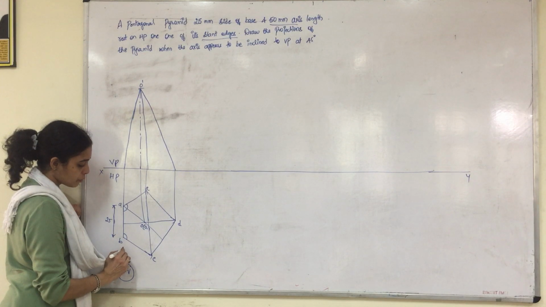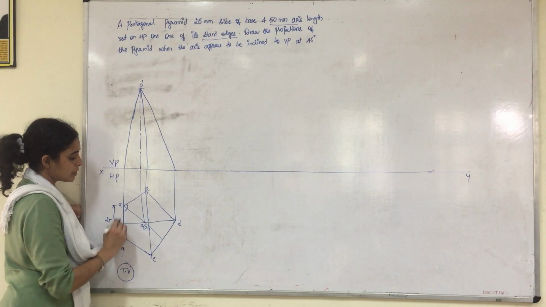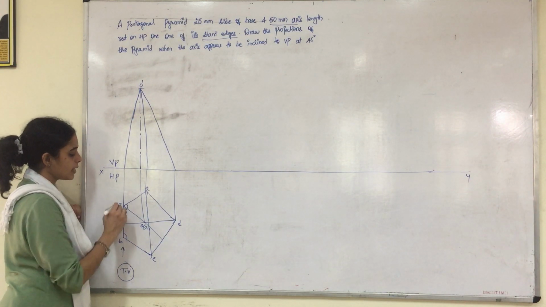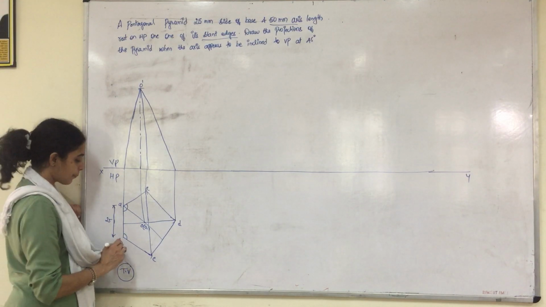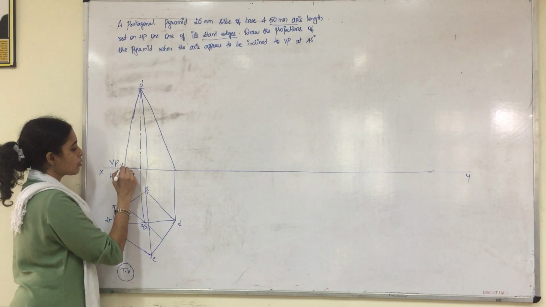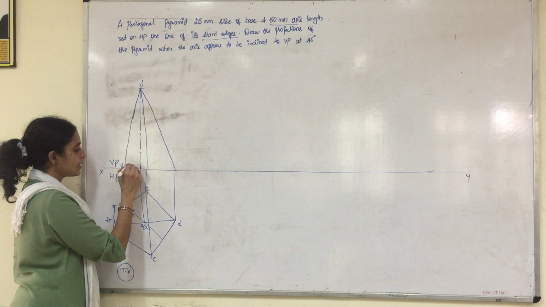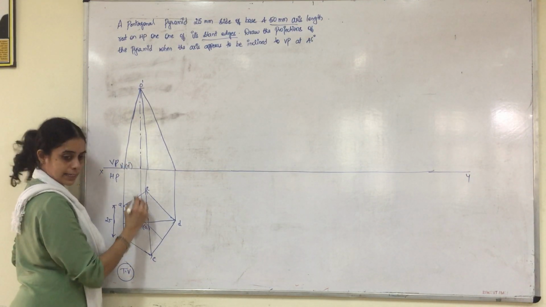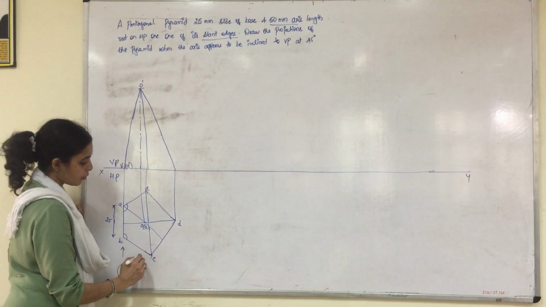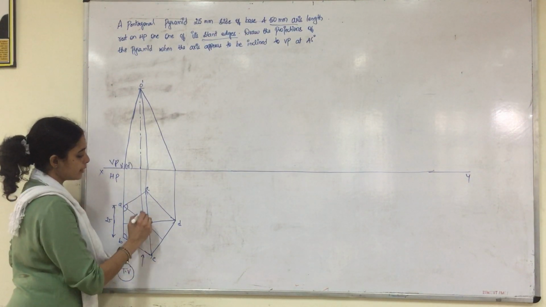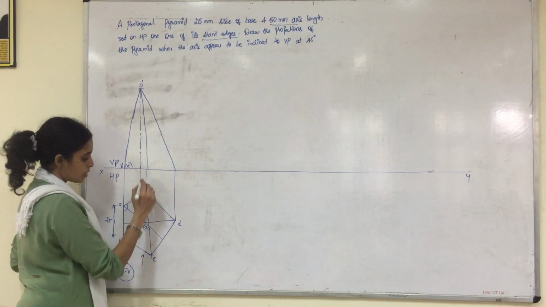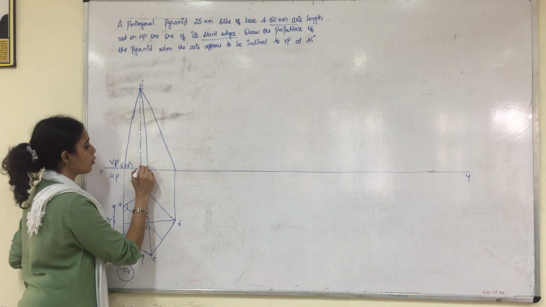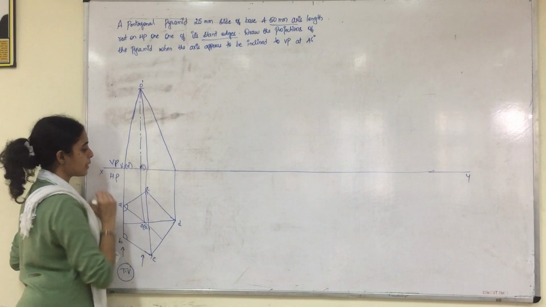So when the observer views from here, B will be visible, A won't be visible because B and A are along the same line. So you will write B dash outside the bracket and you will write A dash within the bracket. And now when you come to the center, right, when the observer views from here, the center line will not be visible. So what you write is, you will write O1 dash within the bracket.